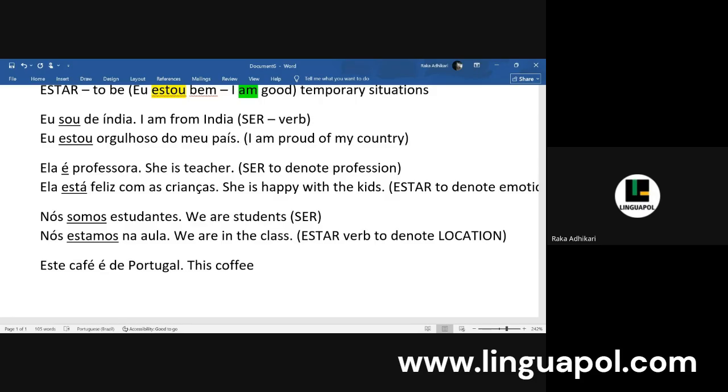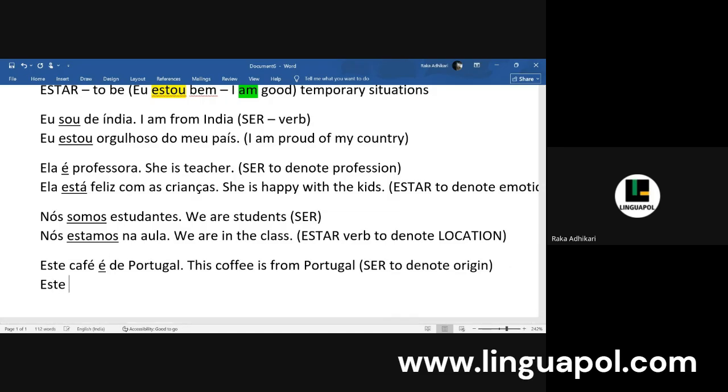Este café é de Portugal. Or in Brazilian accent, we will say, Este café é de Portugal. So this coffee is from Portugal. Now that is talking about the origin of the coffee, which will definitely not change. That is why we are using the ser verb. So here we are using ser to denote origin. This é is a form of the ser verb only.